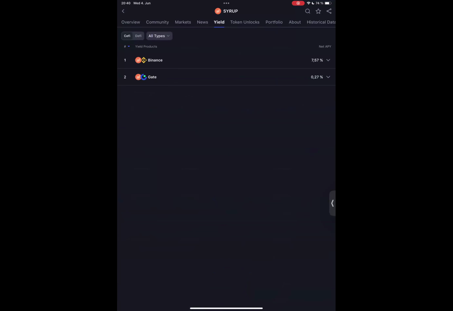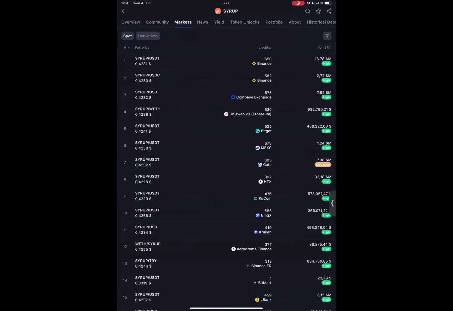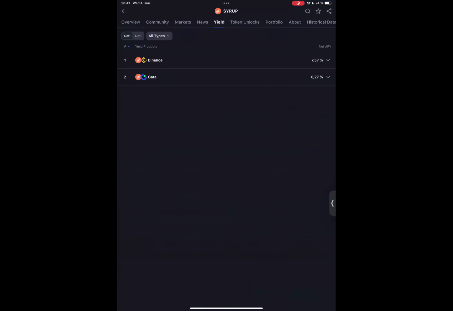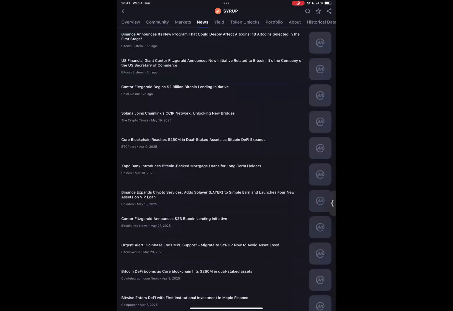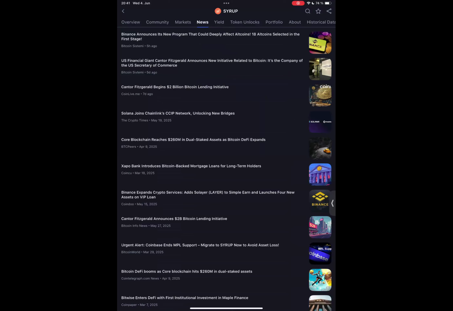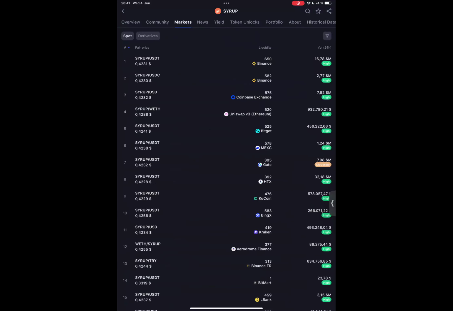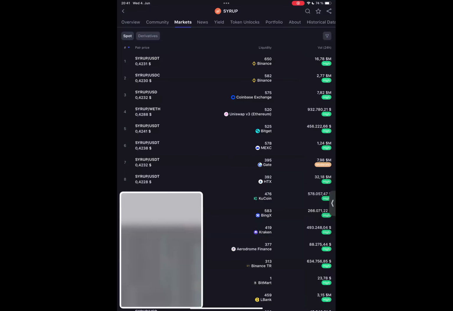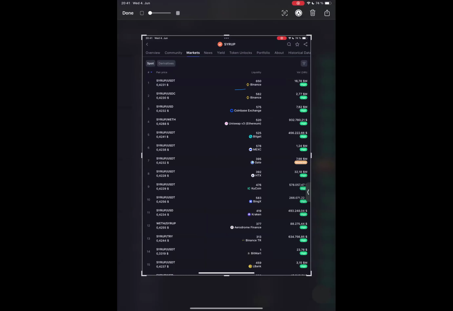Okay. On Binance, it has yielded 7.757 profit. So it's on Gate.io and let me see. Okay, it's on so many exchanges, but the yield is for only these two exchanges. Okay. So news about this. If you want to know more about the coin, you would see it under the news. And these are the exchanges that you see the coin available on.